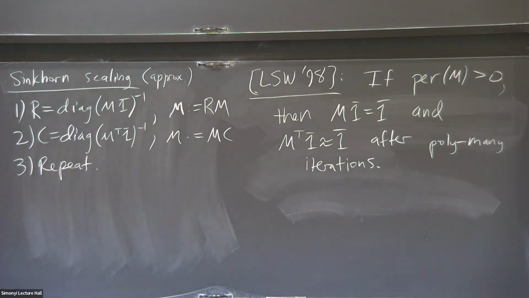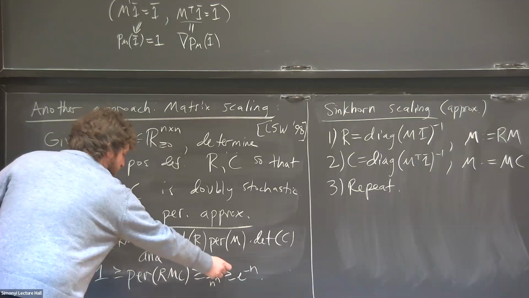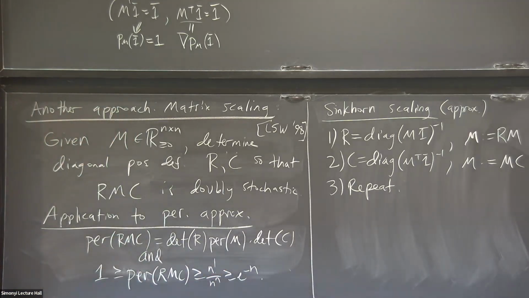But then this leads to a problem with our original approach, because if we knew that this exactly scaled it to be doubly stochastic, we could just apply this argument and we would have an approximation of the permanent of M. But if we don't quite have that it's exactly doubly stochastic, then it's not clear how we can use something like this.